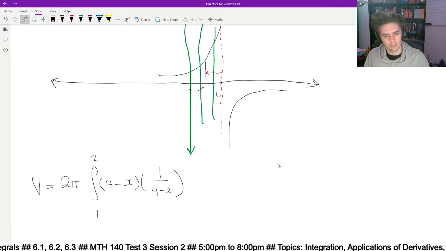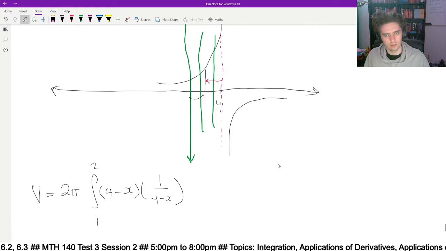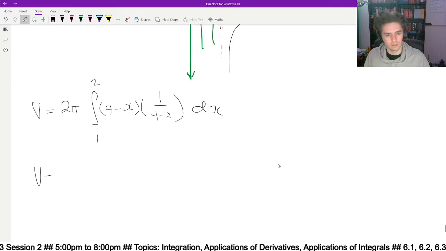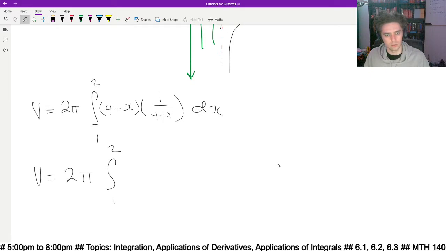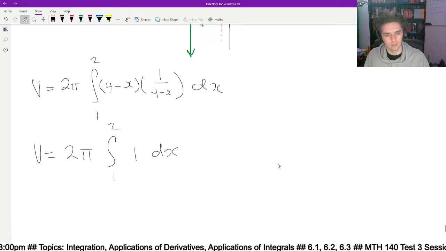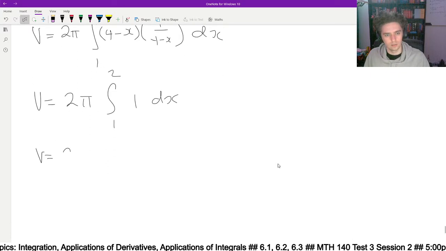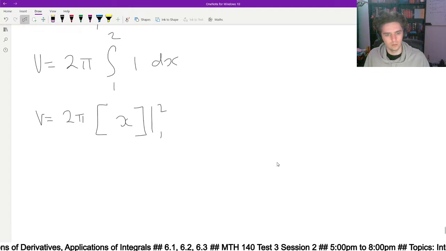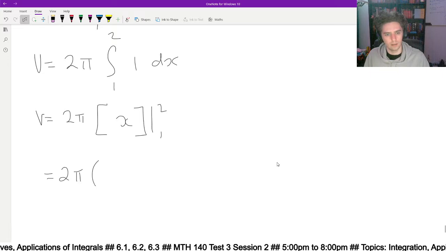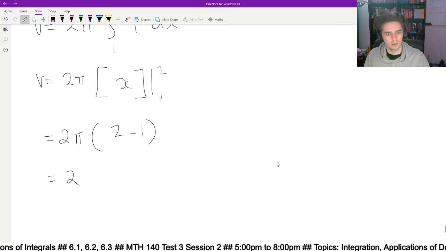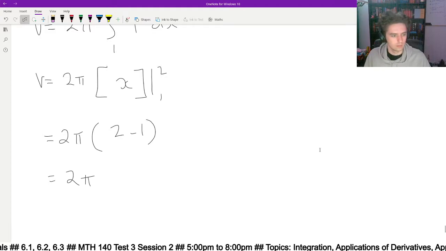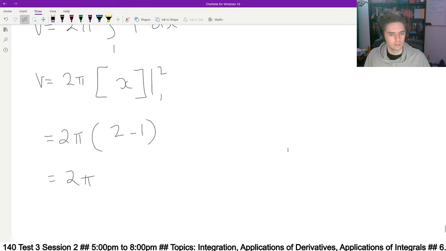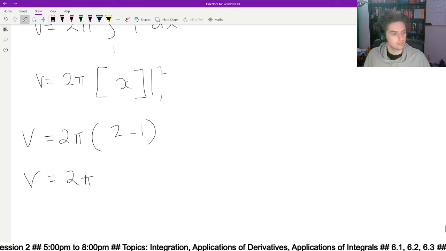Okay. There. And then dx. Notice here, v equals 2 pi integral from 1 to 2 of 1 dx. So v equals 2 pi times x from 1 to 2. So 2 pi, 2 minus 1, 2 pi. And that's the volume. Is that the answer?